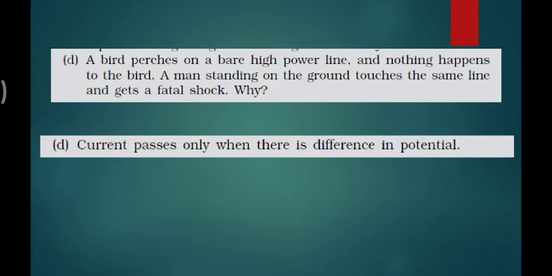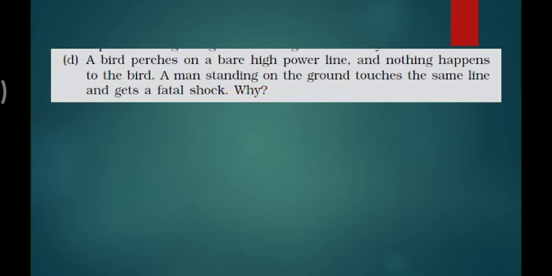And the bird is flying in the sky. It means it is not at any kind of different potential. It has the same potential as the air. So current may not be transferred to the bird, but it can be transferred to the man who touches the ground. So that is the condition: touching the ground.